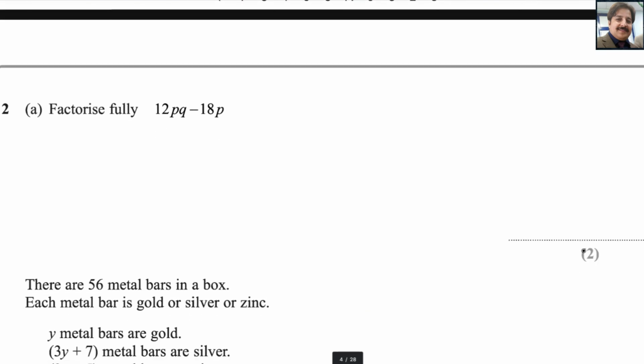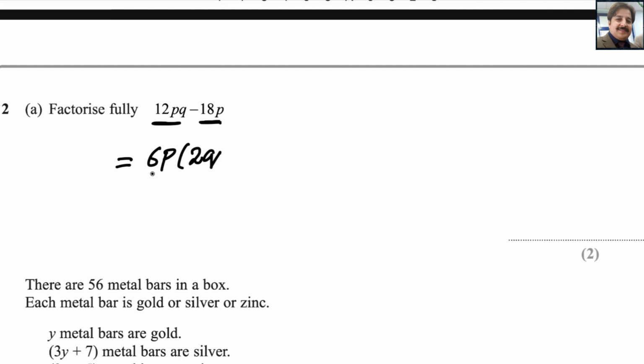Now factorize fully. How to factorize? The first rule for factorization is taking the common number. Find the common between these two. First of all, it is clear P is common. And what is common between 18 and 12? That is 6, because 6 is the highest common factor. So you can write over here 6P is common. Because 6 is outside of this 12PQ, it is left with 2Q only.